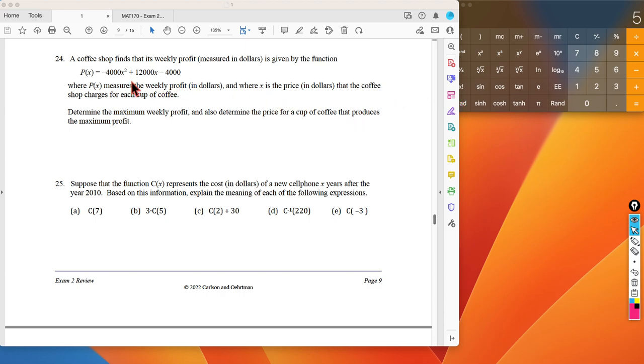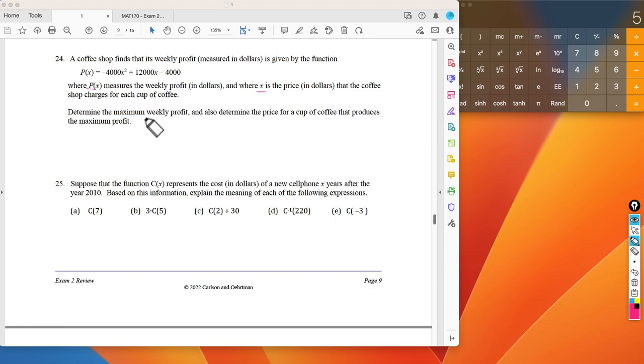As you read over it, basically we've got this function that gives us the profit of a coffee shop. X is the price in dollars. So as we change the price of the cup of coffee, we're going to change the profit. P of X, the output, the Y value, is how much profit we make. X is the price we charge for our cup of coffee.